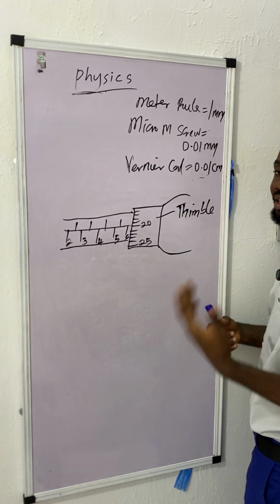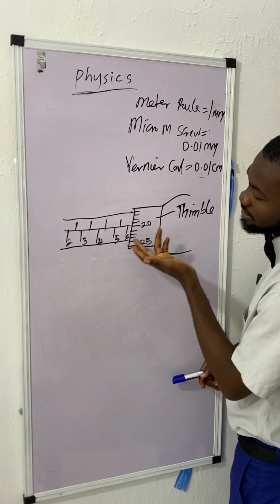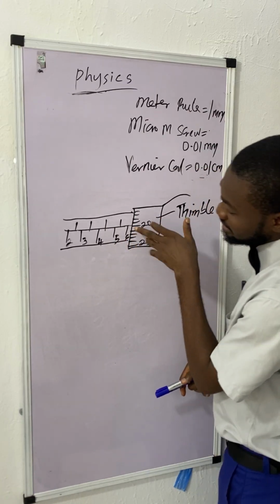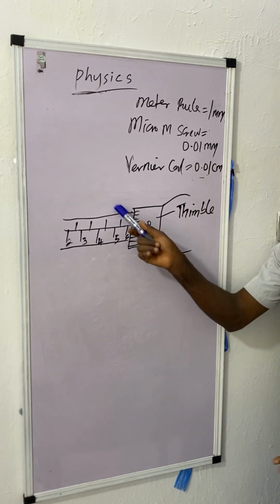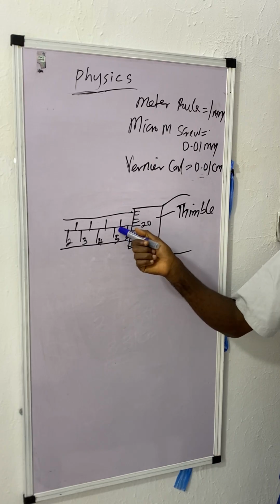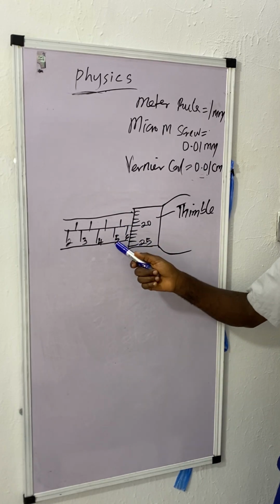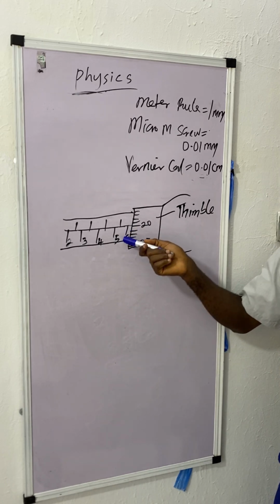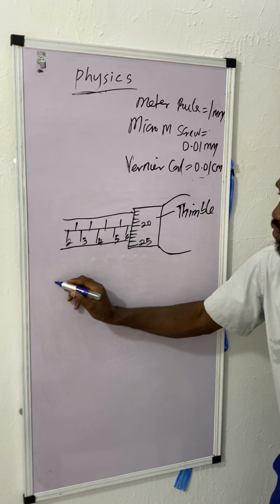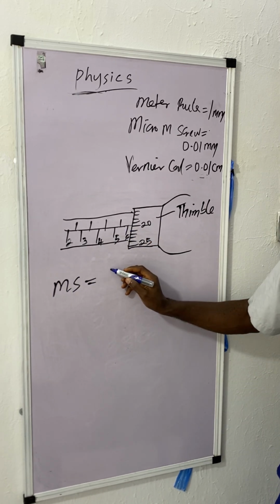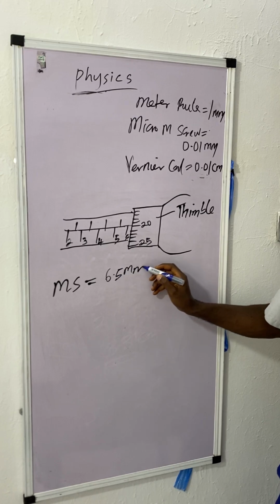So reading the main scale is the same pattern. Just look at the most visible part on the main scale. This is the only visible part of the main scale here, and it ends in 6 point something. Between 6 and the next number is half, so let's just give it 6.5. So main scale reading is equal to 6.5 millimeters.